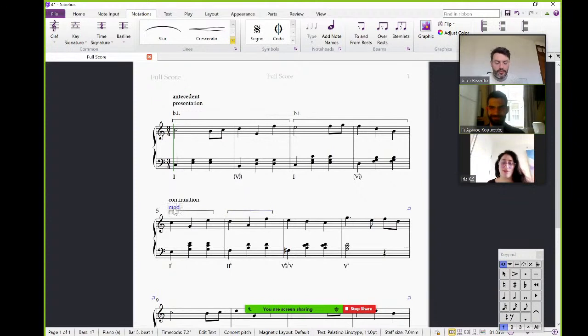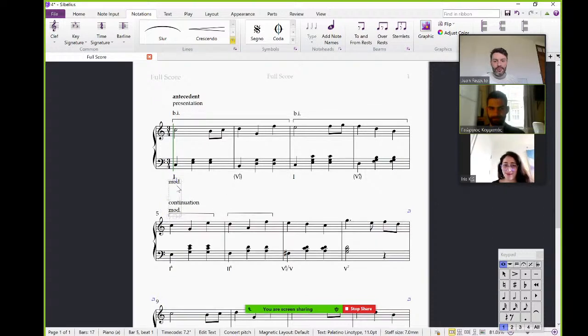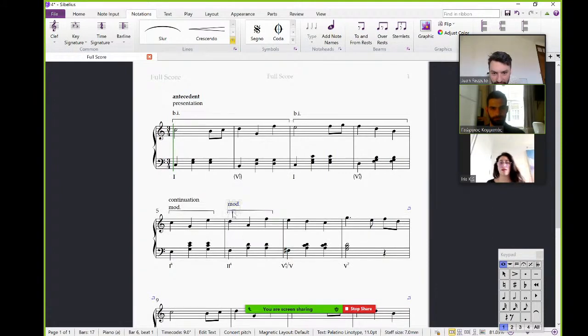The repetition of the model, the sequence of the model. The repetition of the model is called the sequence. Okay, so right here, sequence. And then model sequence.